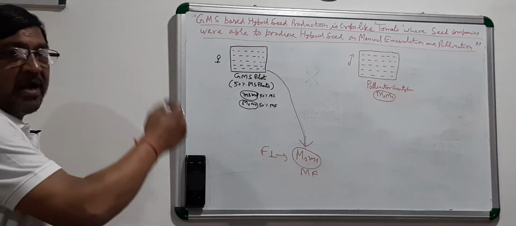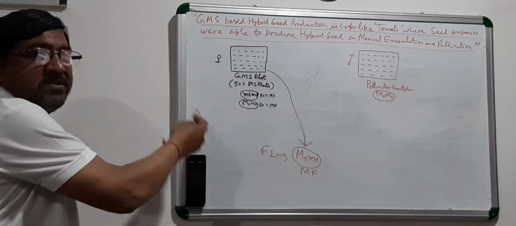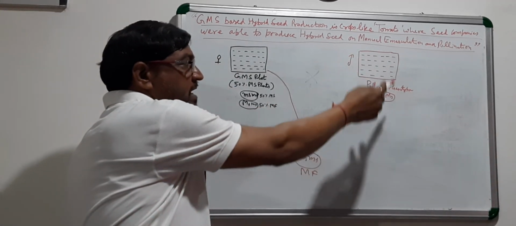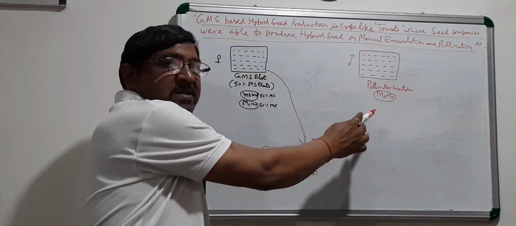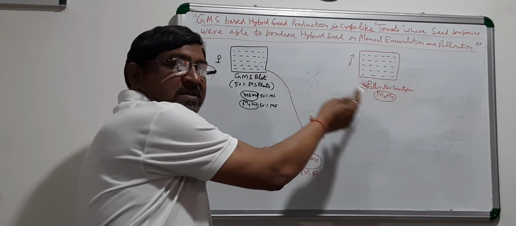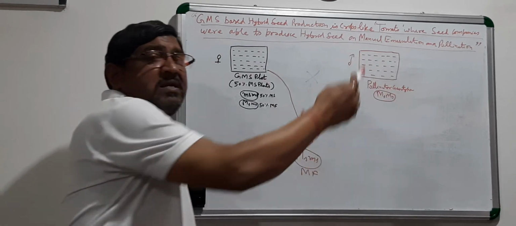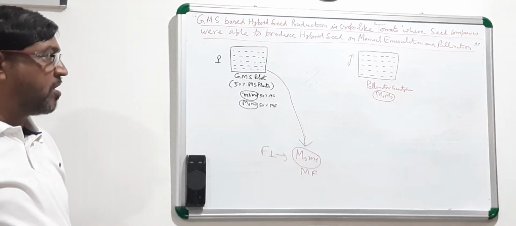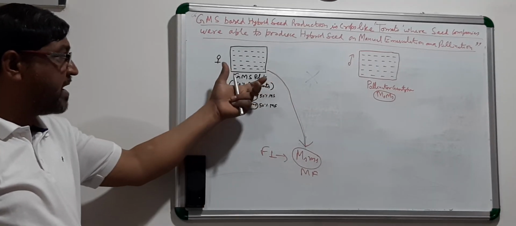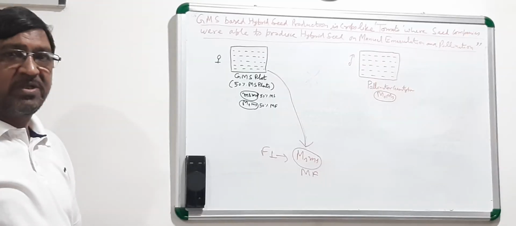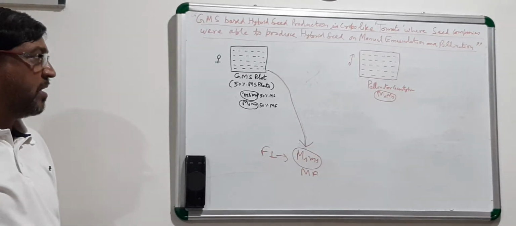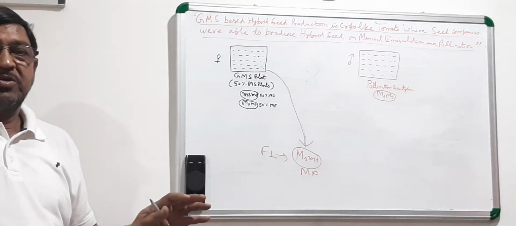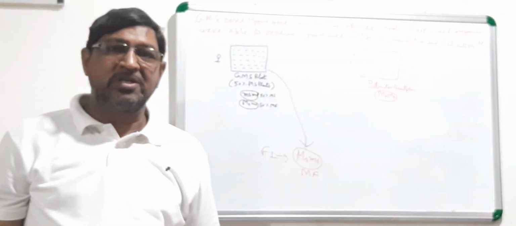So I have already described how you are maintaining these GMS lines. I have described the maintenance of the male fertile line. This is not a restorer line. You don't require a restorer line in the GMS system. So any variety that is doing well, combining well and giving good heterosis, can be utilized as a male parent in the hybrid seed production program. So this is all about hybrid seed production in tomato.